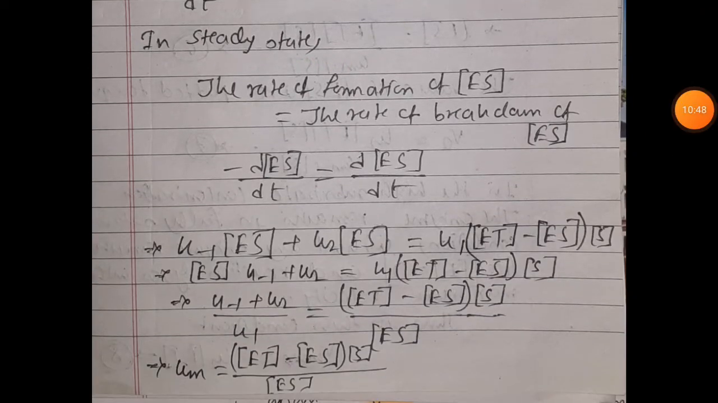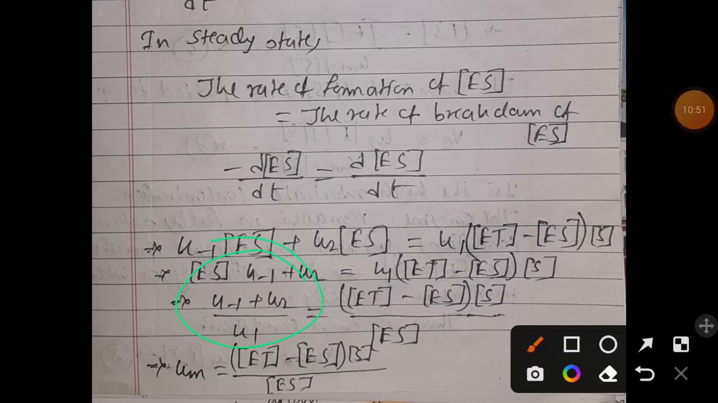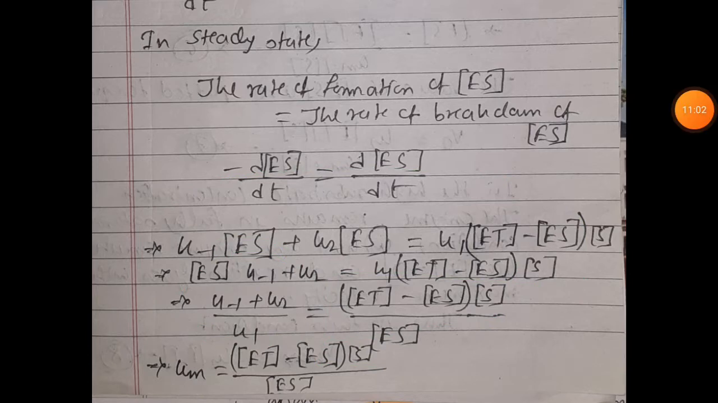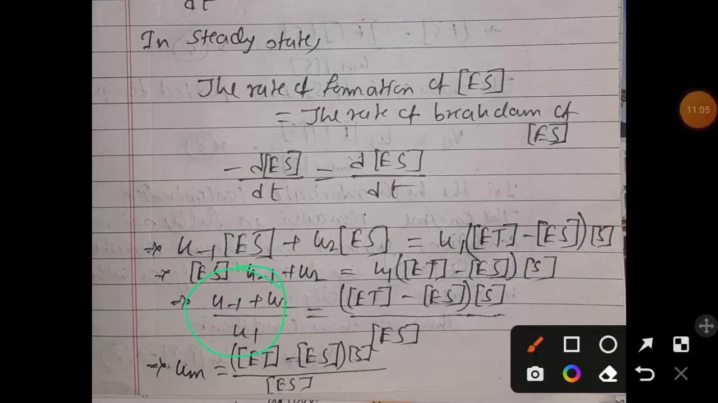Okay, so on solving the equation, we will get (K minus 1 plus K2) by K1 is equal to that big term. I have simplified it so you can easily understand it. The important thing is that (K minus 1 plus K2) by K1 are all constants, so we can replace this with one single constant. So we have taken the term Km. It is very important to remember that Km is equal to (K minus 1 plus K2) by K1. You may get some MCQ mathematical problems from that one.